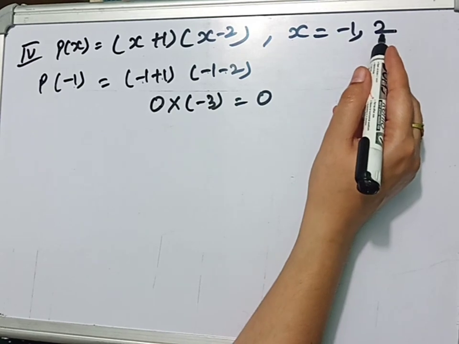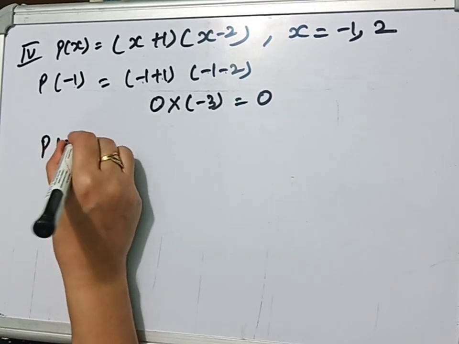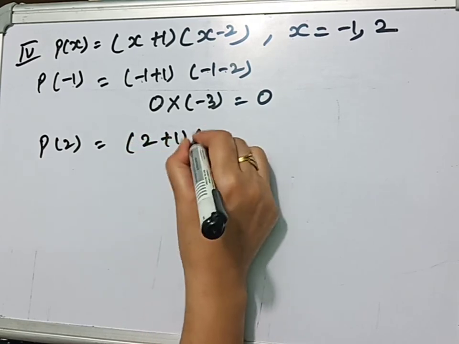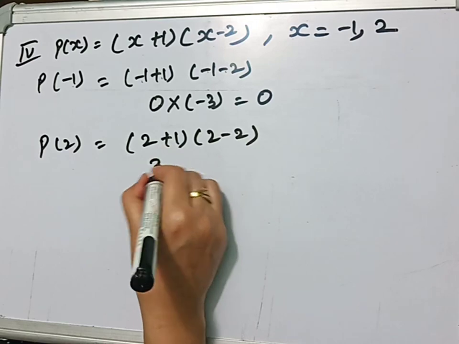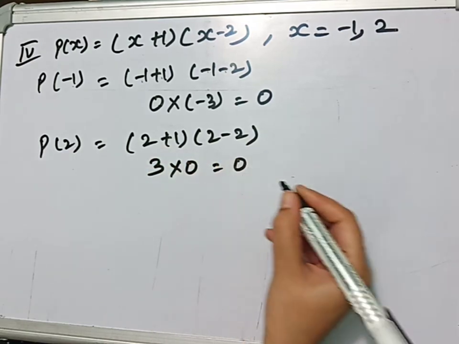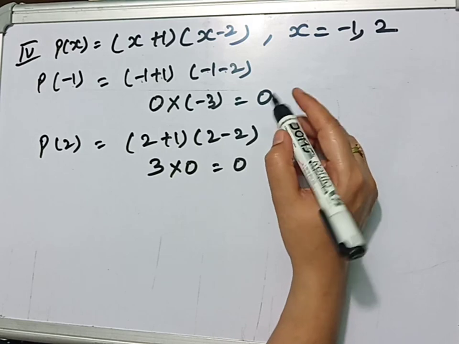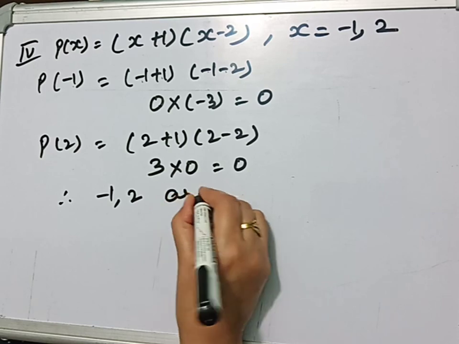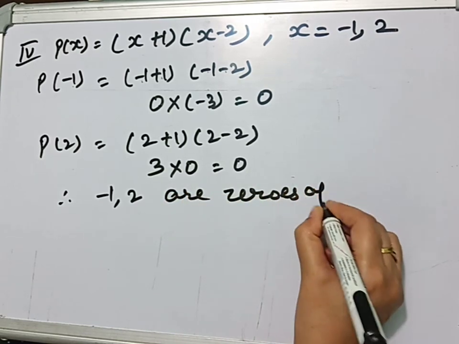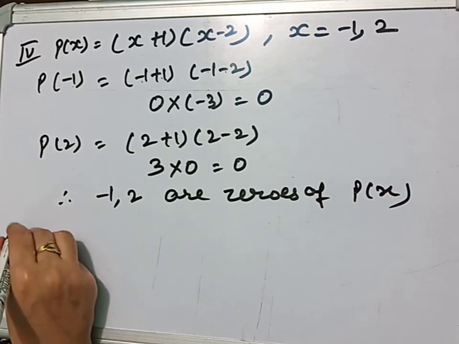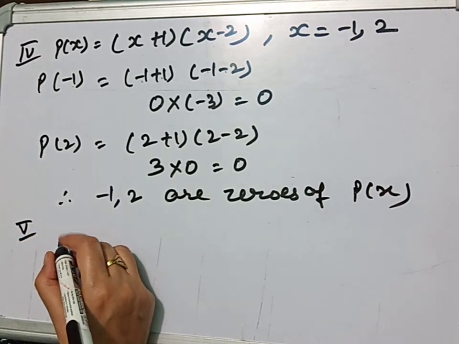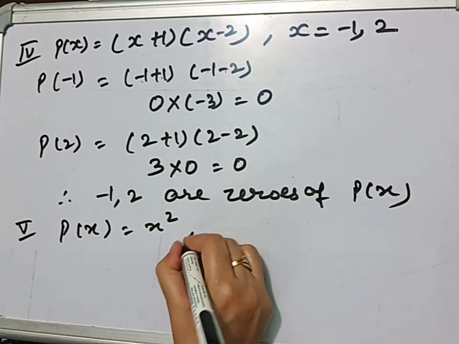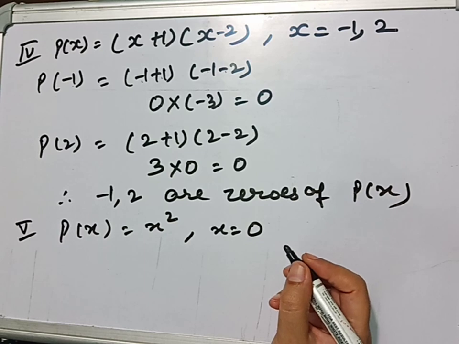Now we will check the value of x is equal to 2. Is it 0 of the polynomial or not? 2 plus 1, 2 minus 2. 2 plus 1, 3. 3 into 0 is equal to 0. Now both values give us 0. Therefore, minus 1 and 2 are zeros of p(x).